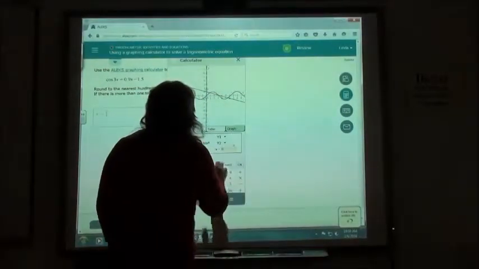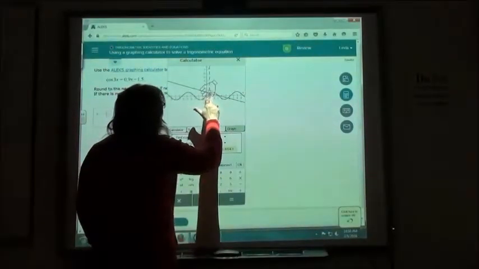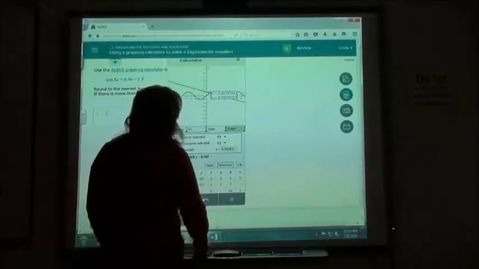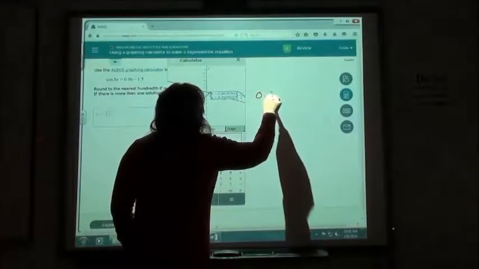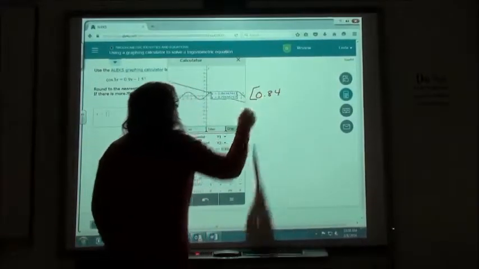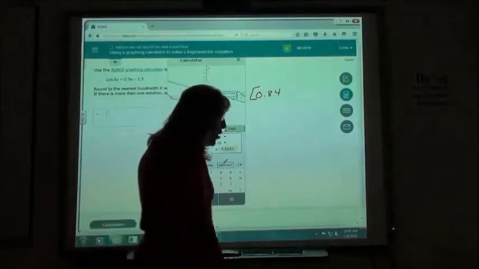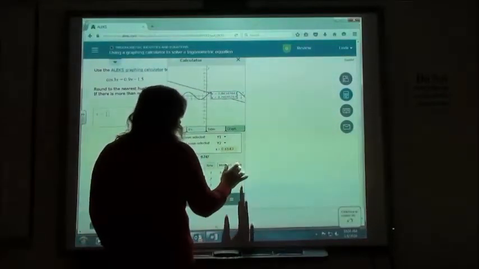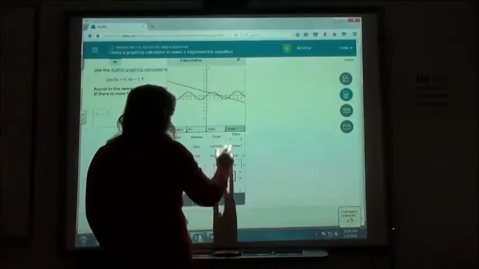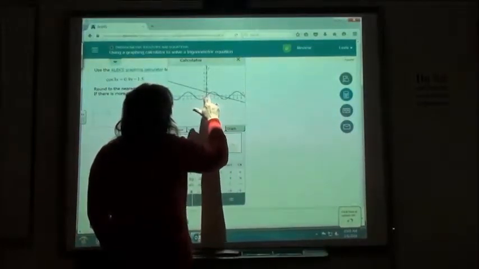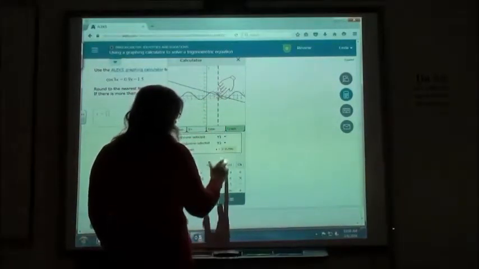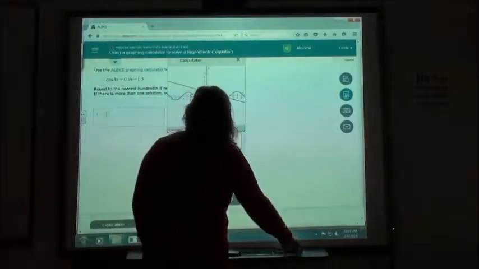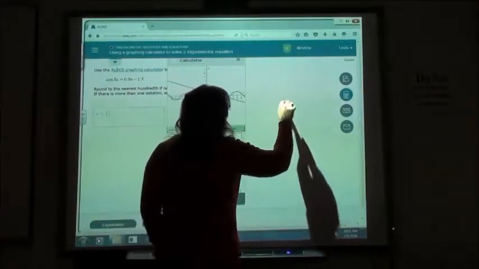And so I'm going to hit intersect. My first intersection, if I drag that over and hit intersect, 0.843. So 0.84 would start my answer. Of course, again, I have to clear it so that I can get back to my graph. Intersect, find my second intersection, hit intersect there, 3.059, so 3.06.